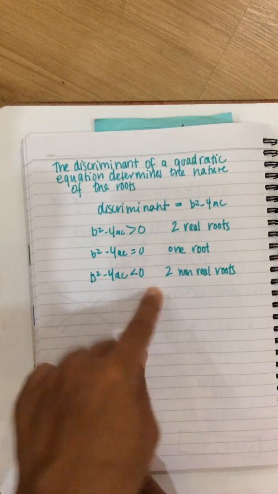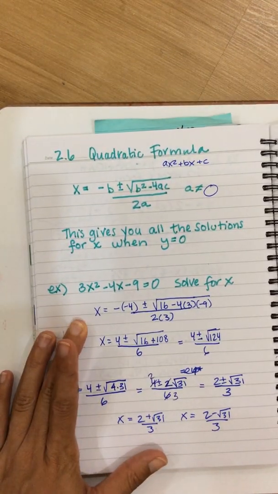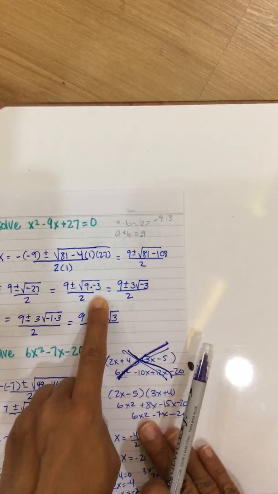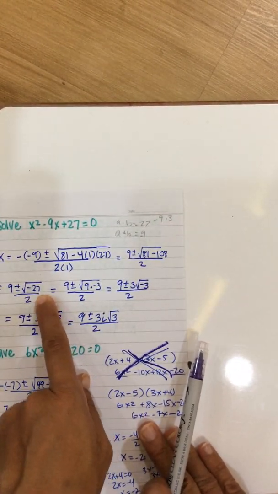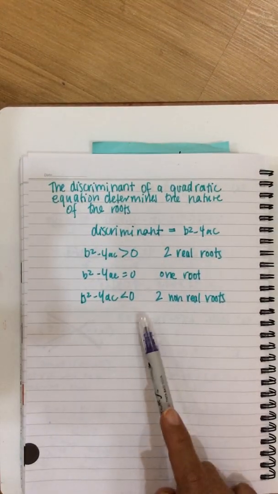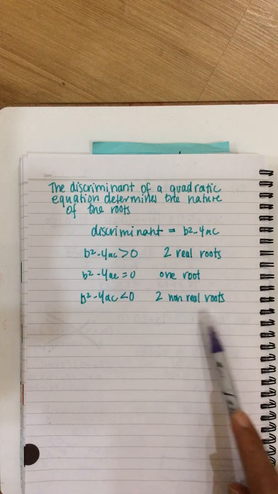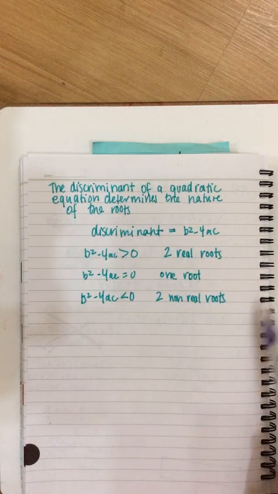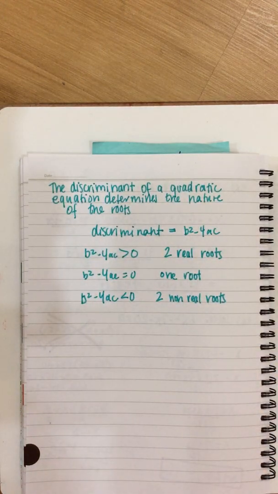And if your discriminant is less than 0, so it's negative, which happened here, right? The value of our discriminant ended up being negative 27. Then because there's a negative under the square root, you know i is going to be involved, so there's two non-real roots. So those are just some general rules to help you figure out how many roots you should have based on the value of the discriminant.